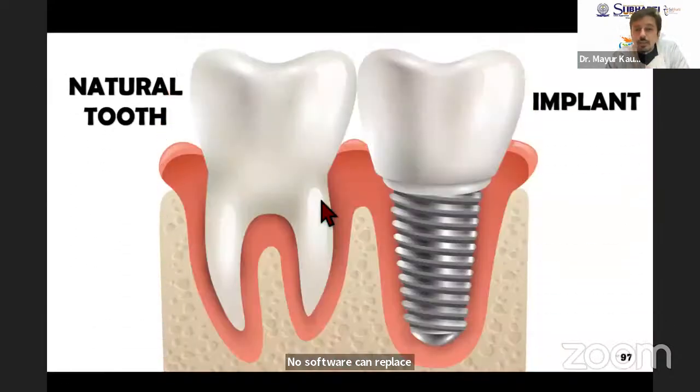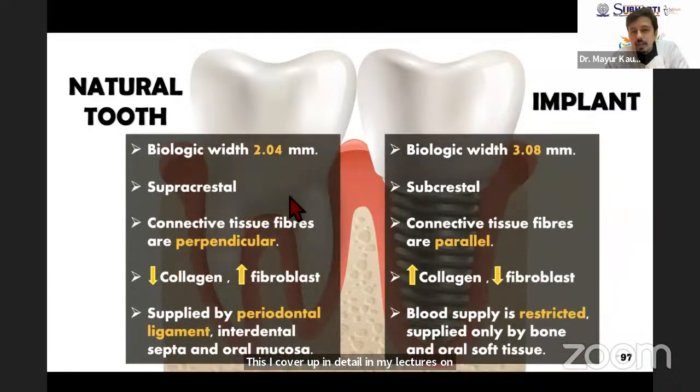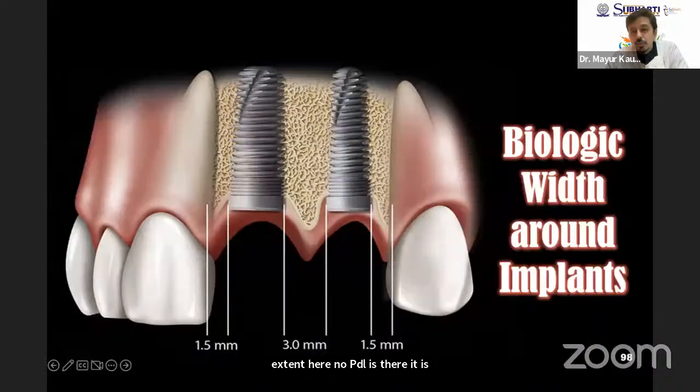Biologic width, if it is there in natural teeth, I cover in detail in my lectures on periodontal surgical considerations in implantology. Please understand, if the biologic width requirement is there in natural teeth, it is even more in implants. Firstly, biologic width violation has some implications around natural teeth, but because of a powerful tissue like the periodontal ligament, it gets compensated to some extent. Here, no PDL is there, it is disastrous. So ultimately, this 3 millimeter distance between the implants has to be maintained.